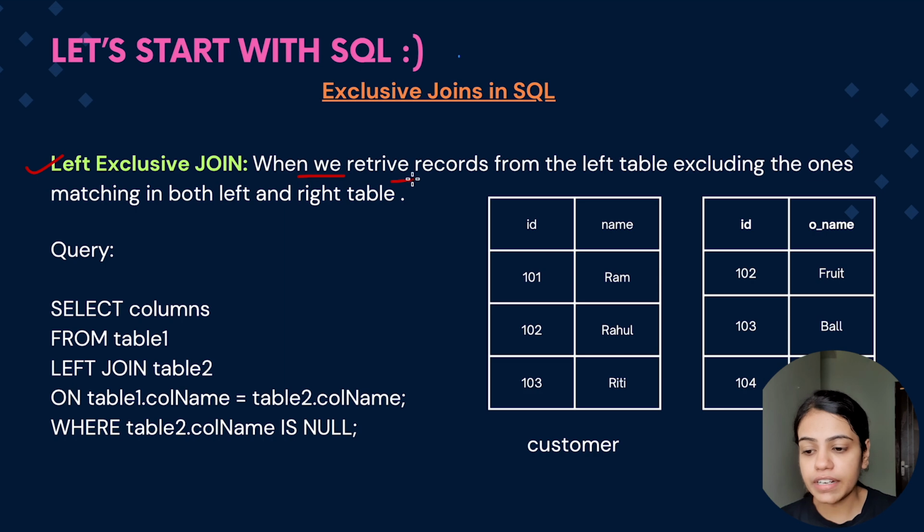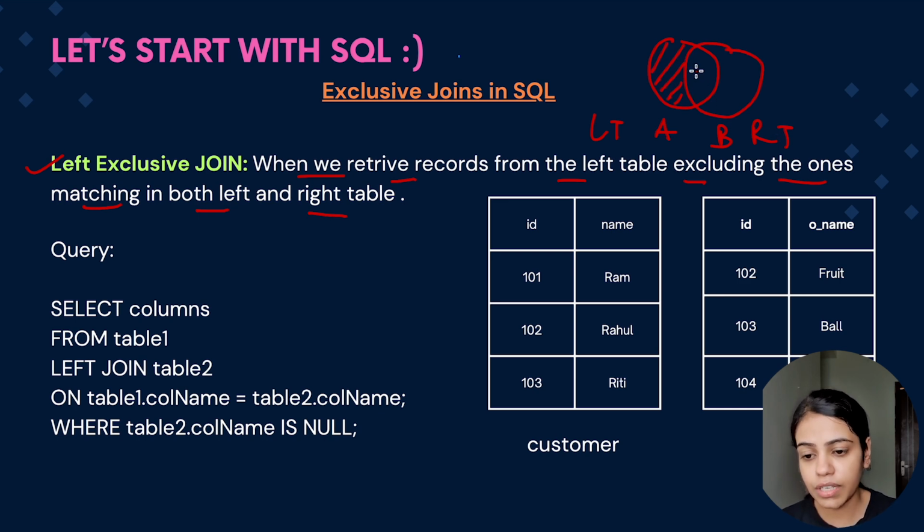So whenever we retrieve records from the left table, excluding the ones matching in both left as well as right table. So we are retrieving the records from both the tables A and B, where A is the left table, B is the right table. So we are getting all the details which is present in the left, but we are excluding the ones which is present in both the tables or ones which is having the matched rows.